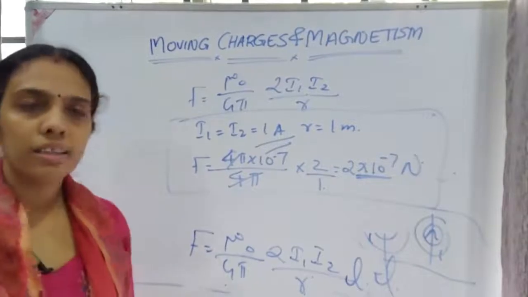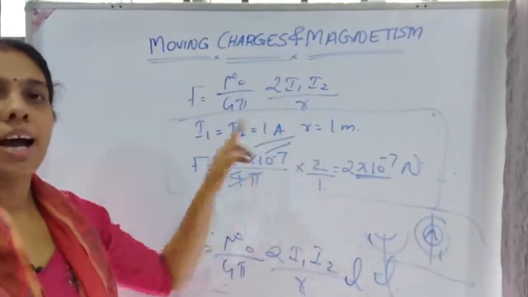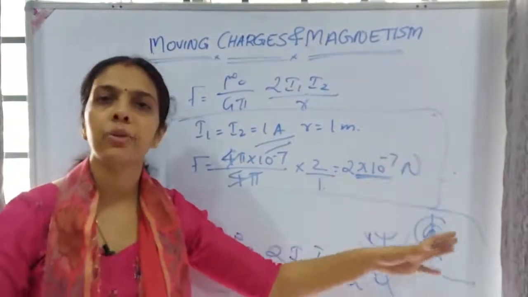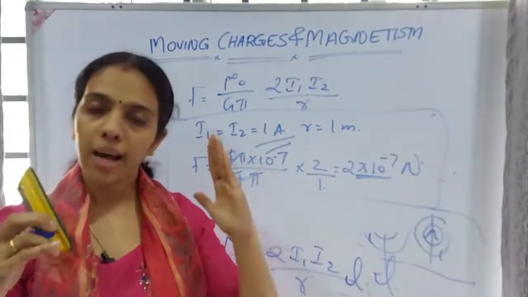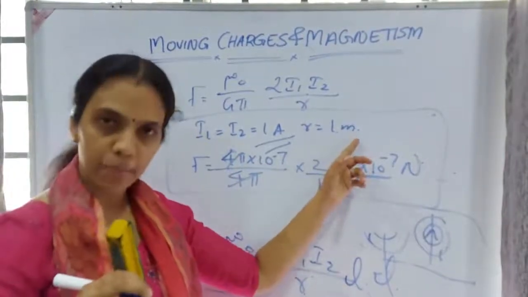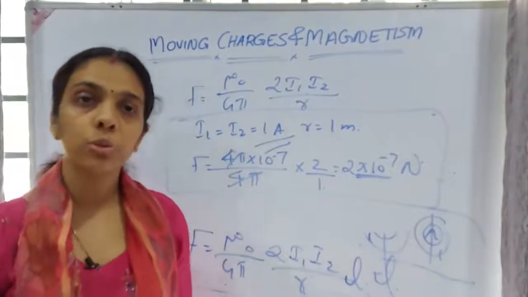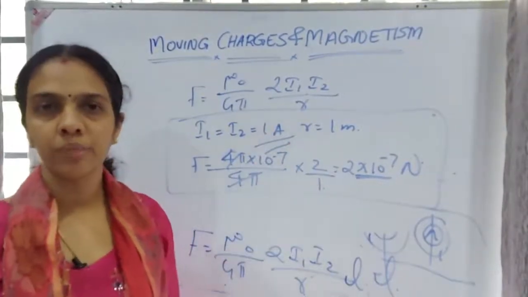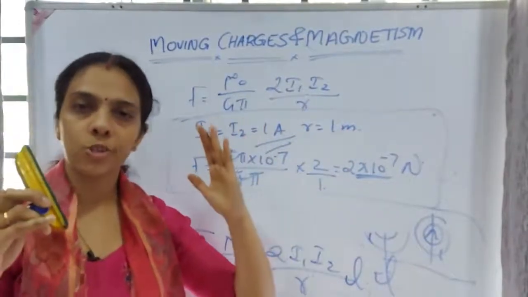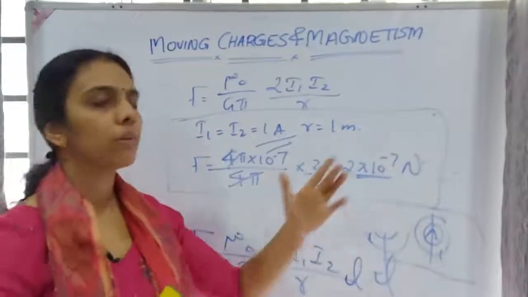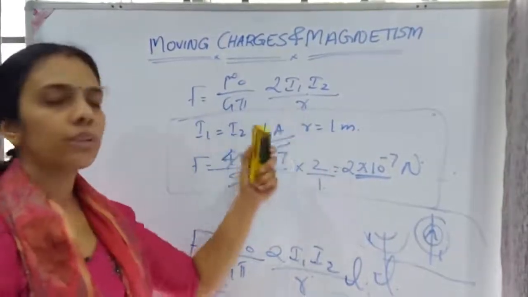The current through two parallel conductors is equal to 1 ampere if they are kept at a distance of 1 meter apart and a force of 2 into 10 to the power minus 7 Newton is acting on it. While we are considering two parallel conductors kept at a distance of 1 meter apart, and a force of 2 into 10 to the power minus 7 Newton is acting, then the current flowing through those conductors will be equal to 1 ampere. That current is called 1 ampere. So this one you should write as a statement.